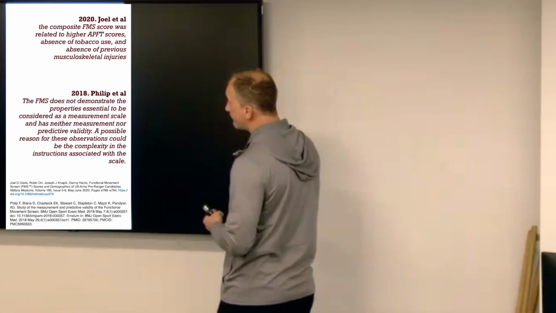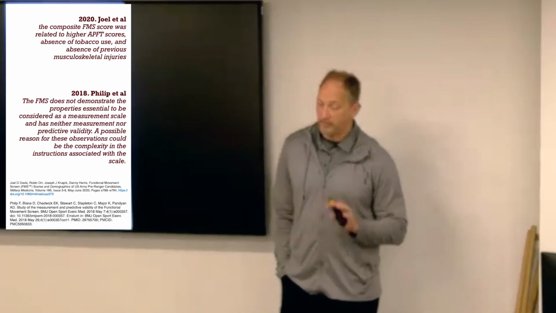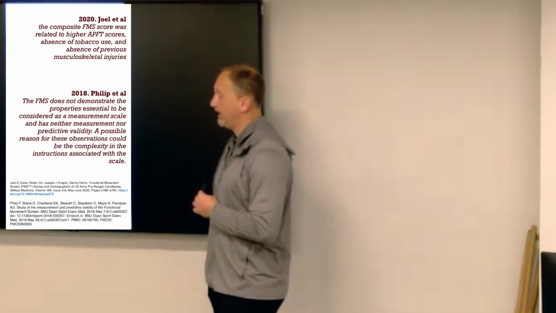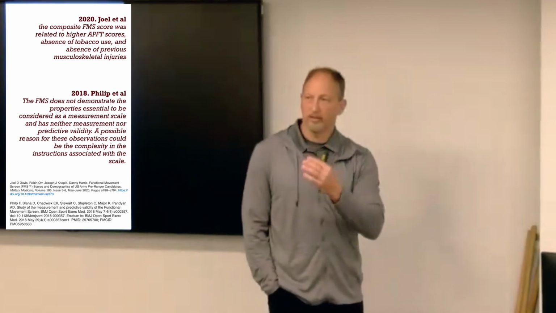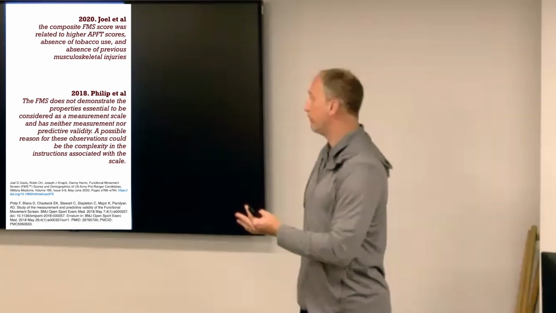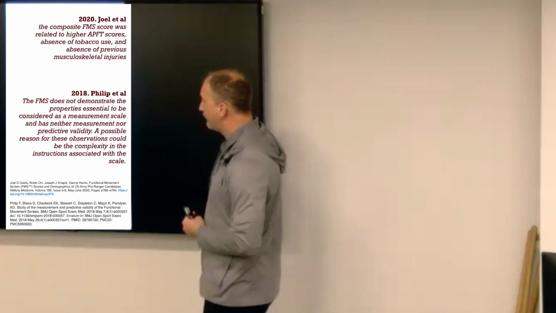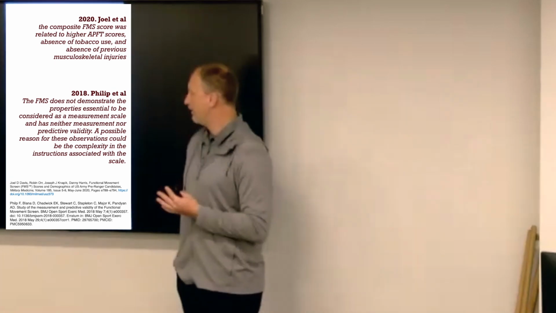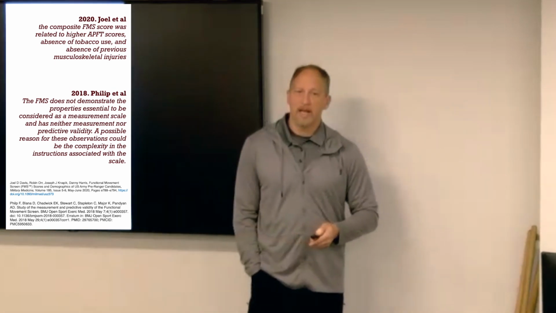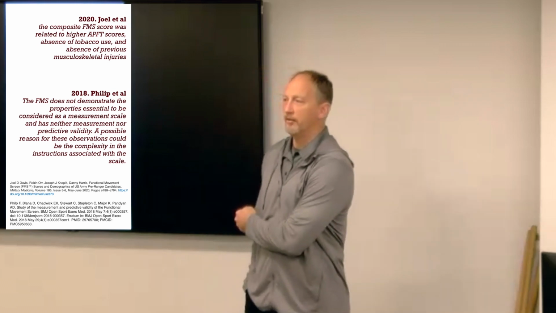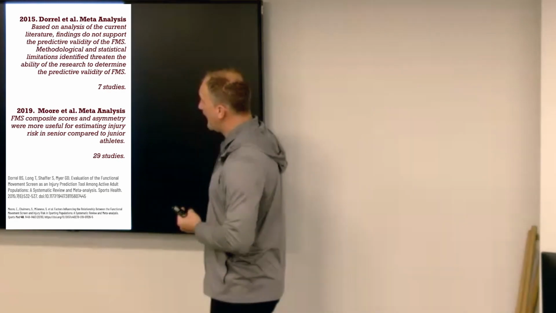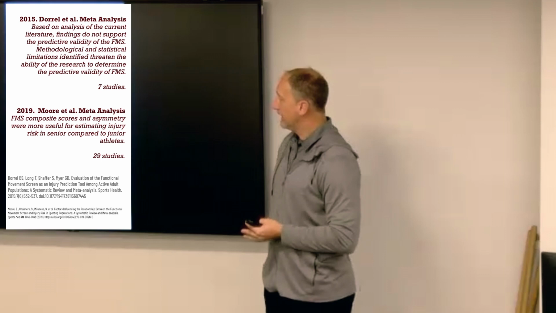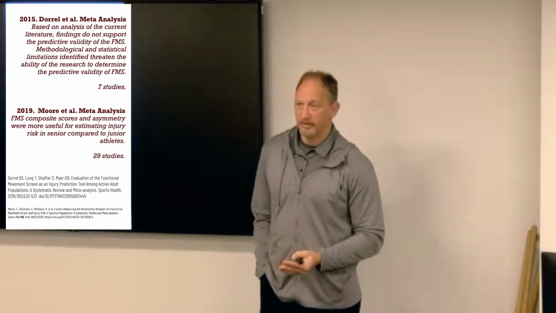Another 2020 study found FMS scores correlated to higher PT testing scores, the absence of tobacco use, and the absence of any musculoskeletal injury. So it correlates to how people move, but again, not predictive. It doesn't demonstrate properties essential to be considered as a movement scale. It has neither measurement nor predictive validity. Now, I'm not throwing this stuff out just to throw the FMS under the bus. A meta-analysis looked at lots of different things, and again, neither supports that there's any predictive value in the FMS.